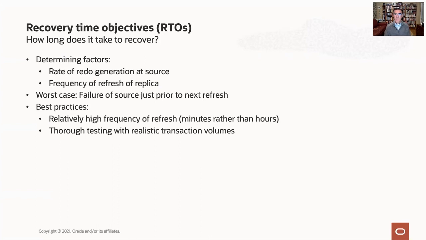The point is that RTO is affected by the amount of redo to be applied. In turn, this is a function of the rate of redo generation in the source PDB and the frequency of refresh of the replica. The worst case is a failure of the source just before the next refresh was to have occurred, assuming a relatively steady rate of redo generation at the source. The situation is likely to result in the maximum amount of redo to be applied on the replica before the switchover can be completed. So in general, a relatively high frequency of refreshes of the order of every couple of minutes rather than every few hours is likely to leave relatively little redo to be applied before a switchover can be completed. It's important to test thoroughly with realistic transaction volumes to ensure the process of refreshing the replica can keep up with the rate of redo generation.